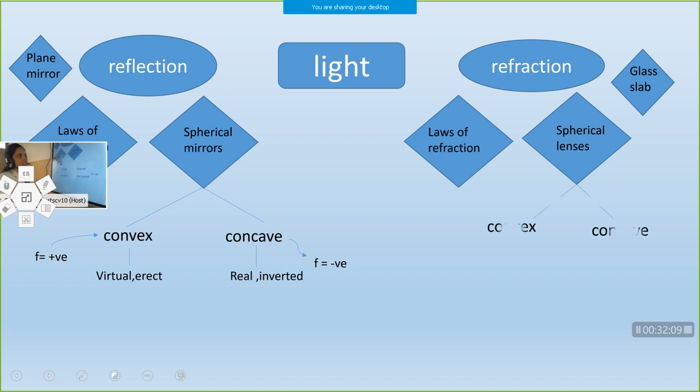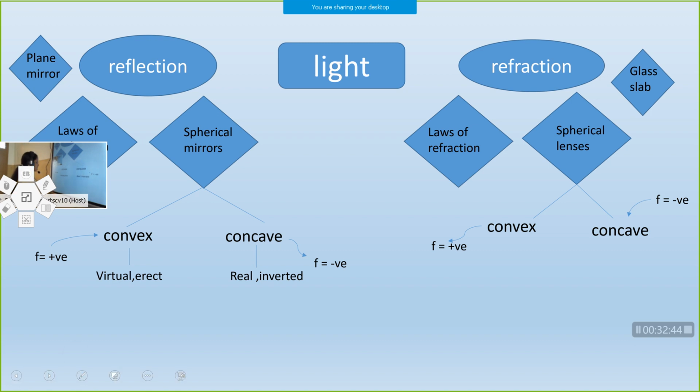Similarly, here in the case of spherical lenses, we have two lenses, convex lens and concave lens. So convex lens has two bulging surfaces, and concave lens has two refracting surfaces that curve inward. And what about the focal length of convex lens? It is positive, and for a concave lens, it is negative.